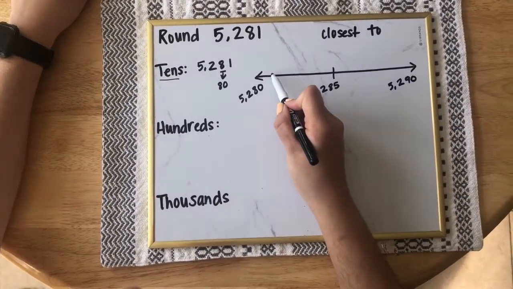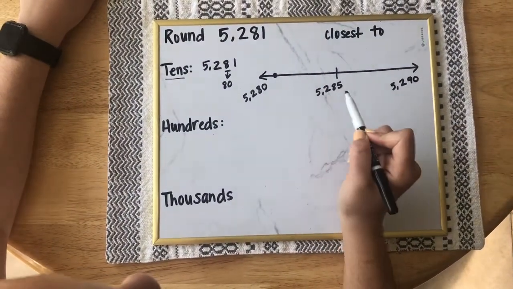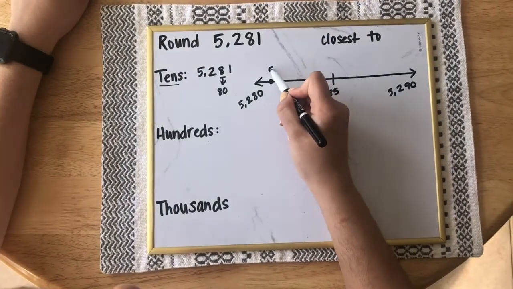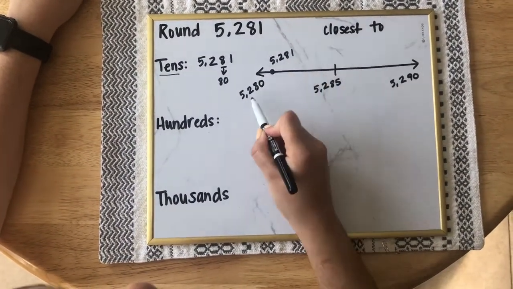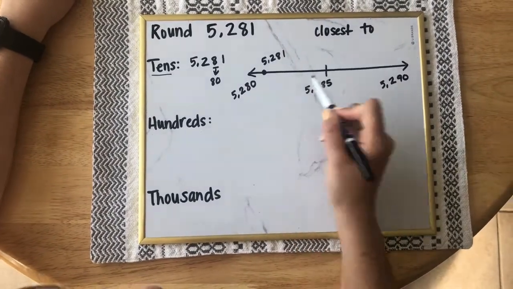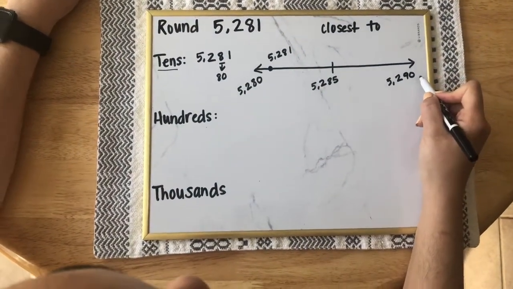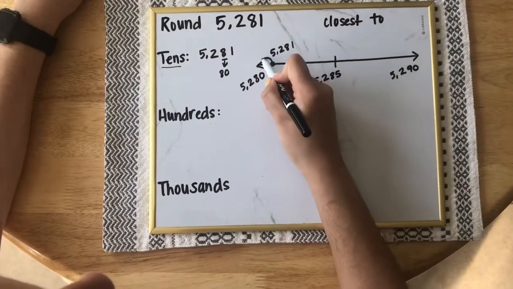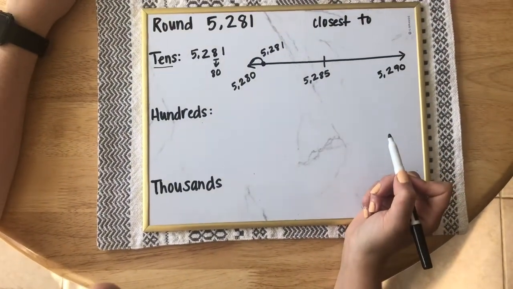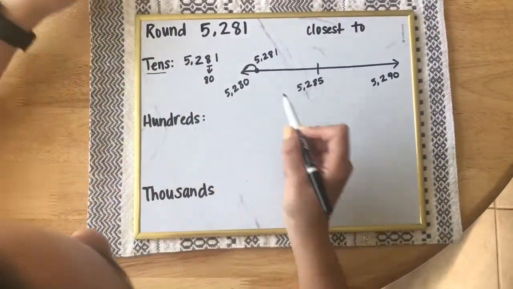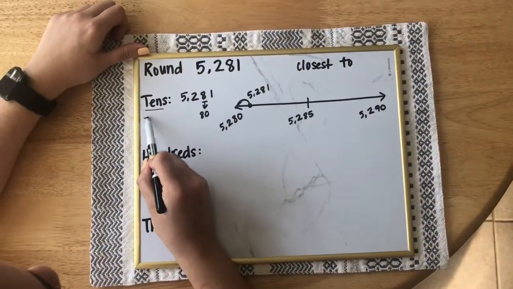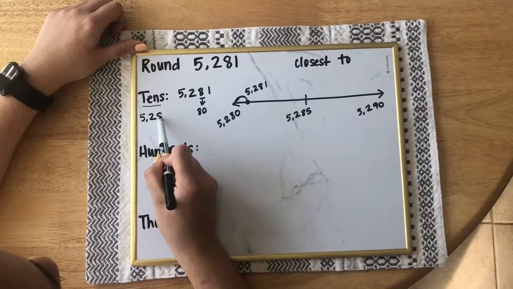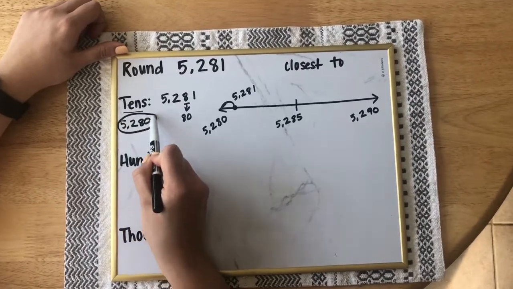5,281 is closest to, sounds right about there. So now you have to think about, what is this number closest to? Is it closest to 5,280 or 5,290? Well, it's closest to 5,280. So 5,281 rounds to 5,280 when you're looking at the tens.